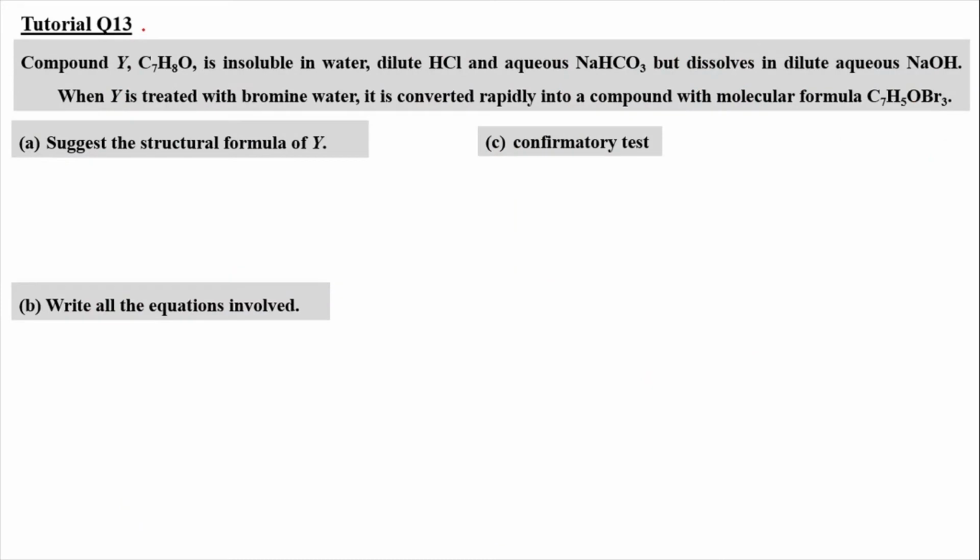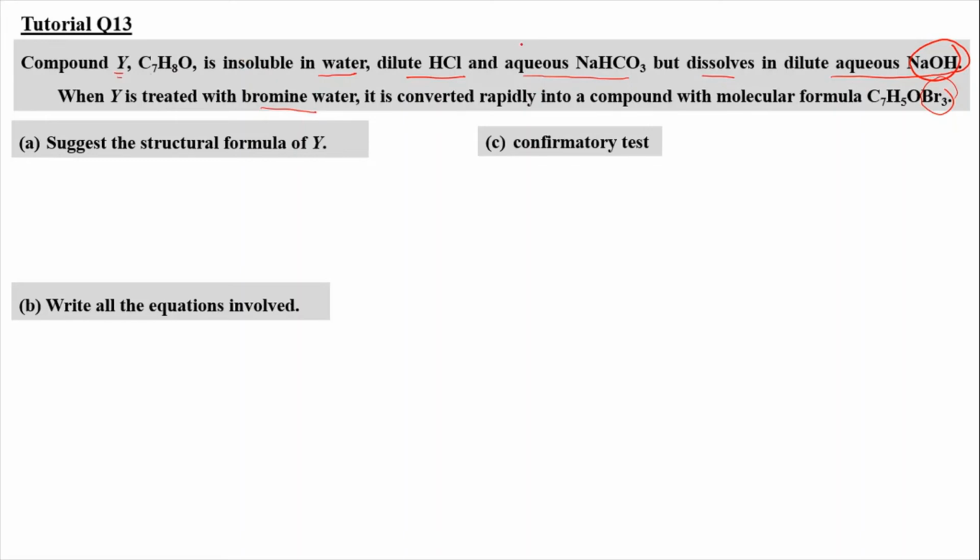Now for tutorial question 13, we have compound Y, which has a formula of C7H8O. It is insoluble in water, insoluble in HCl and aqueous NaHCO3, but dissolves in dilute aqueous NaOH. When Y is treated with bromine water, it is converted rapidly into a compound with a molecular formula of C7H5OBr3. So when reacted with bromine in the presence of water, three bromine atoms are attached to the original structure of Y.